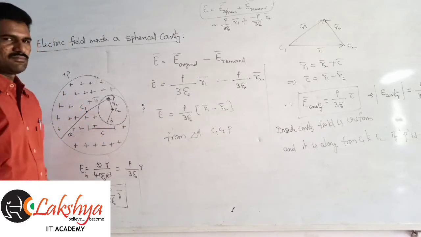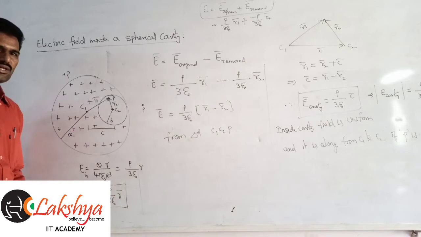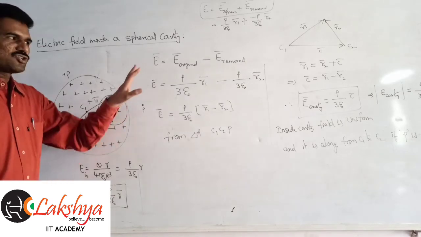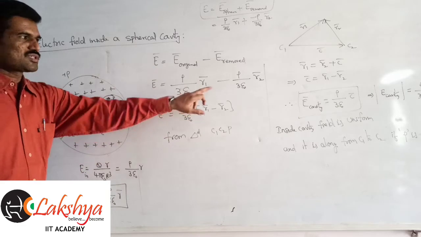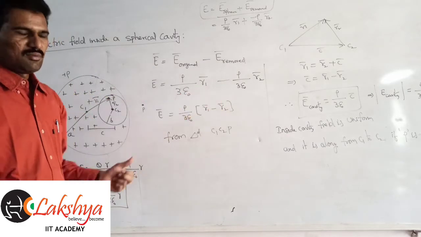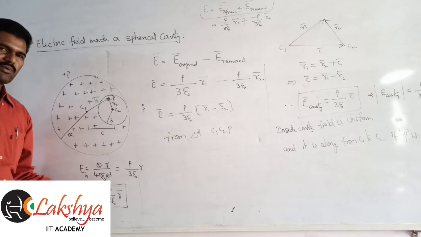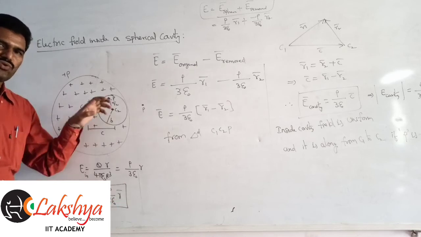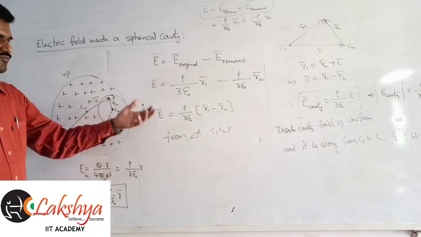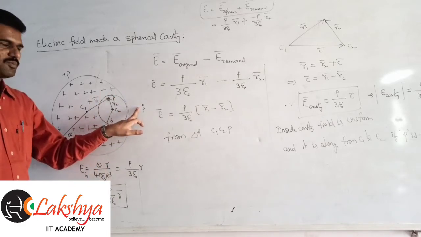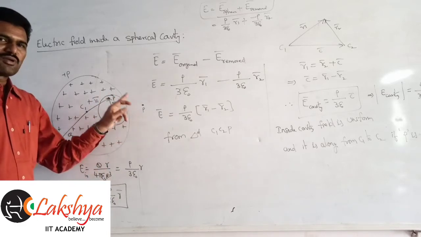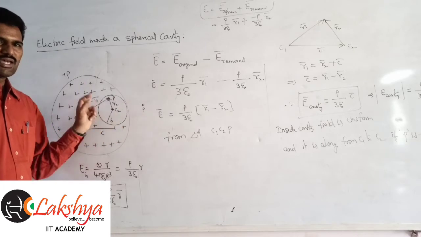Even if they ask about a point outside, our calculation procedure will be different, because these two expressions are valid only inside. This rho by 3 epsilon naught into R you can write only inside the sphere. You can't write it for the outside, because if you consider a point P outside, this point is outside for both the cavity as well as the original sphere.